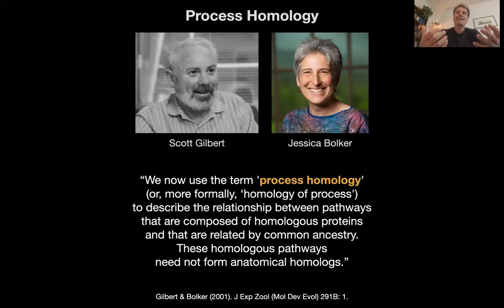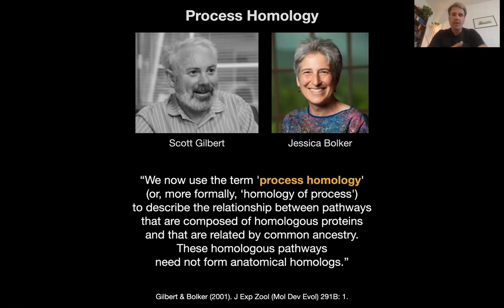Now, this is a complicated endeavor, because it's hard to identify and characterize processes compared to the identification and characterization of morphological traits or genes. And so here's a beautiful paper from 2001 by Scott Gilbert and Jessica Bolker, both looking very happy about their achievement here, where they introduce this idea of process homology. They say, we now use the term process homology, or more formally, homology of process, to describe the relationship between pathways that are composed of homologous proteins and that are related by common ancestry. Those homologous pathways need not form anatomical homologues.